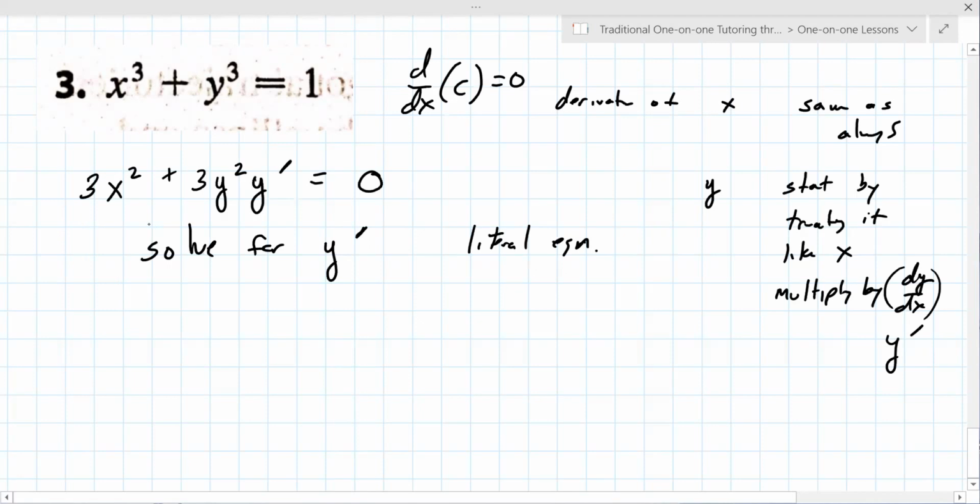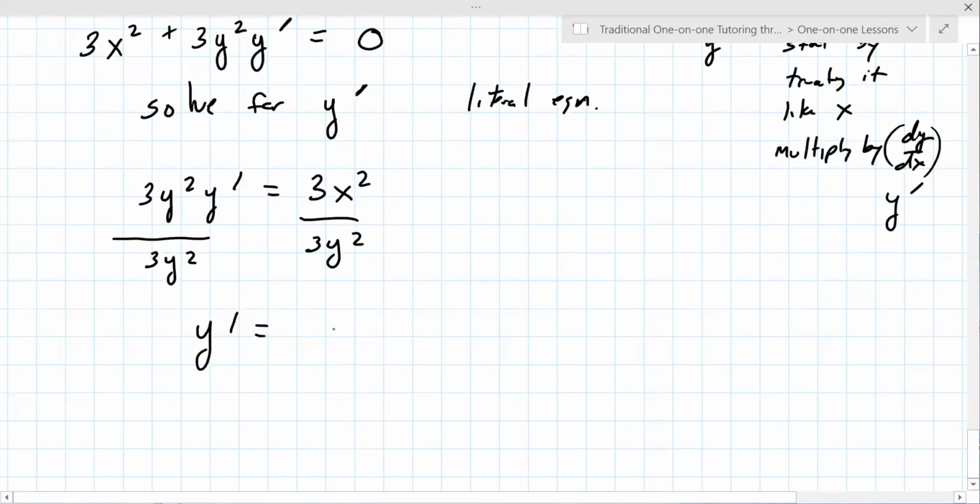So you're going to subtract 3x from both sides to get there. So you get 3y squared y prime equals 3x squared. Okay, just move that over. And then you divide both sides by 3y squared. And you get y prime equals x squared over y squared.